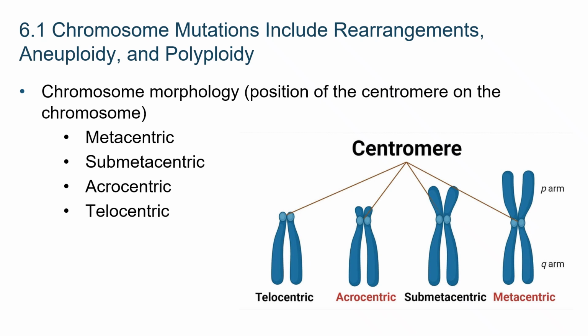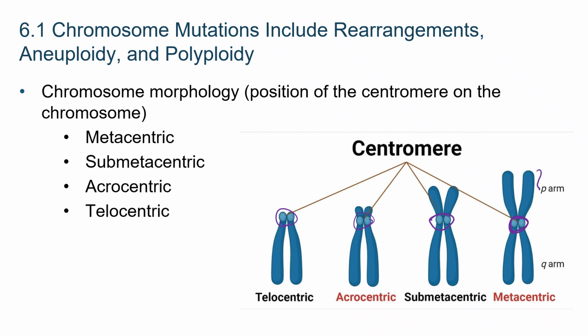One is chromosome morphology. And this is important because we're going to be talking about changes, and many of these changes are going to be relative to the chromosome. So just a reminder, chromosomes with centromeres in the middle are called metacentric. Submetacentric basically means away from the center a little bit towards one of the ends. Acrocentric means almost the end, but not quite. And then telocentric means that the centromere is on the end.